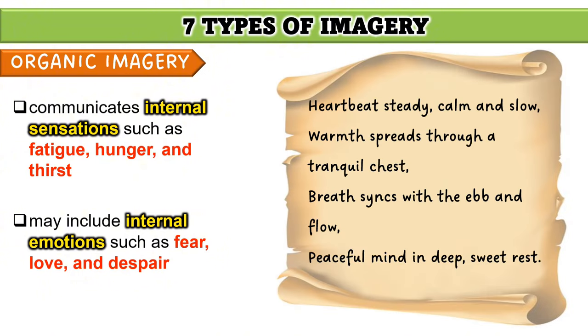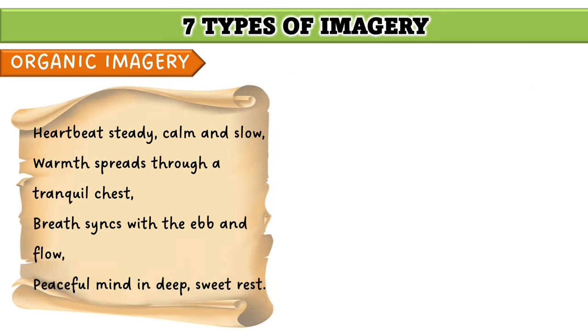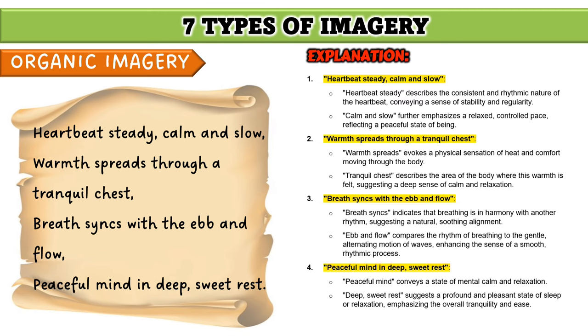Heart beats steady, calm and slow. Warmth spreads through a tranquil chest. Breath sinks with the ebb and flow. Peaceful mind in deep, sweet rest. The stanza uses organic imagery to evoke internal sensations and physical states, focusing on the body's natural processes and feelings. Here's how each line contributes.